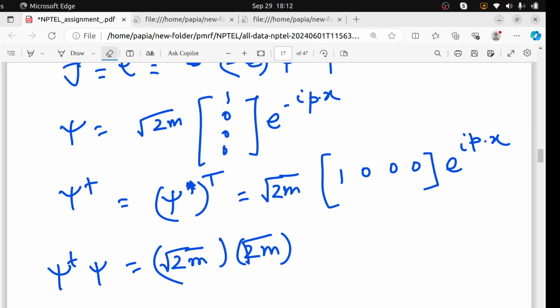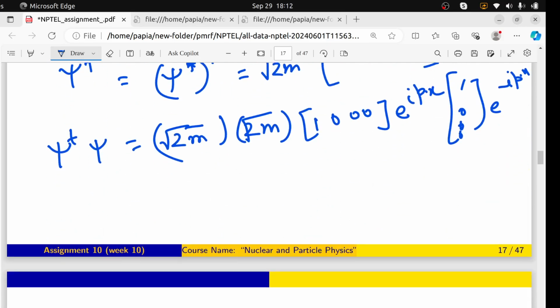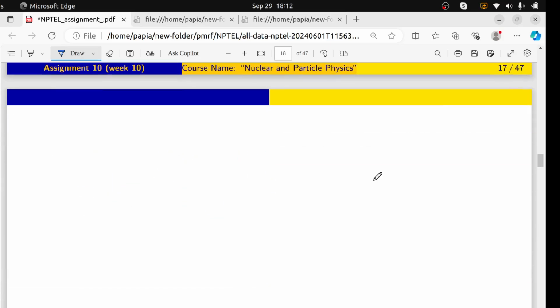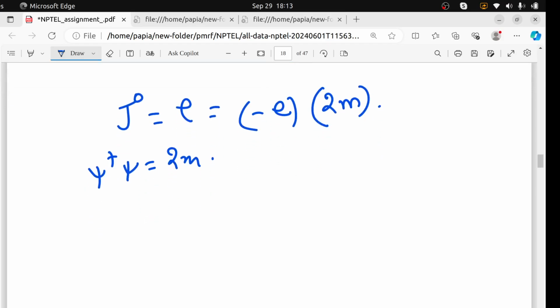The row (1, 0, 0, 0) e to the power i p dot x, then this column with e to the power minus i p dot x. So simply the exponentials cancel. If I calculate this, it will come as 2m, because the other entries are simply 0 and only the first is 1. So J0, which is rho, is minus E times 2m, because psi dagger psi equals 2m. Rho has already been calculated.